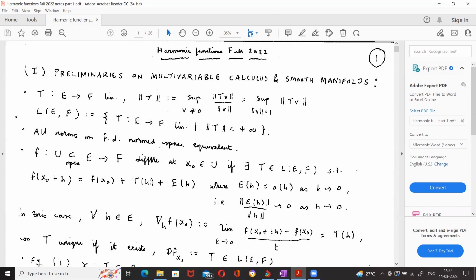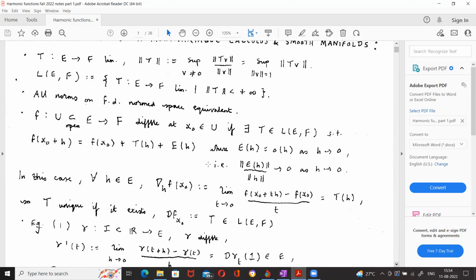And so in this case, you can see that if I take a line passing through x0 in the direction of a vector h, then if I restrict f to that line in the direction of h, so the line will be points of the form x0 plus th, where t is a real number, then f restricted to this line gives me a map from an interval into a vector space. So it gives me a curve in the vector space F. So for this curve, I can look at its tangent vector. Right? That will be the limit as t goes to 0 of f of x0 plus th minus f of x0 divided by t. So this is called the directional derivative of f in the direction h at the point x0. So it's written nabla sub h of f at x0.